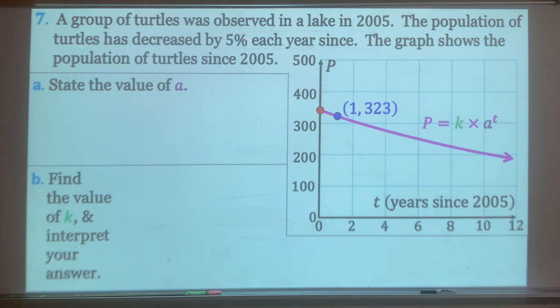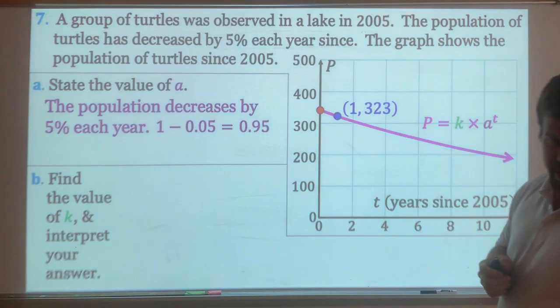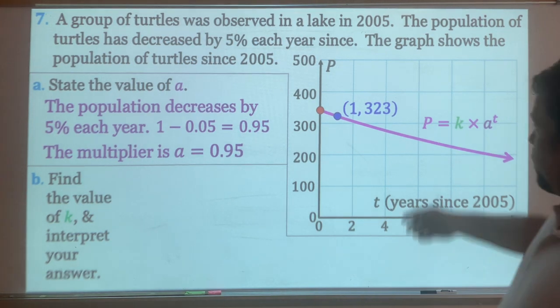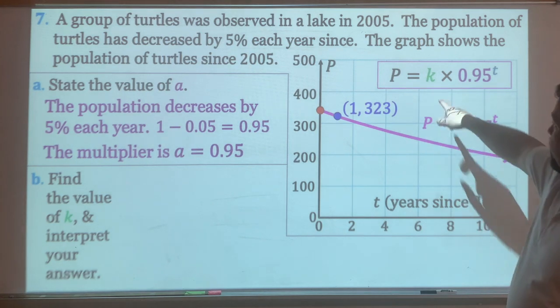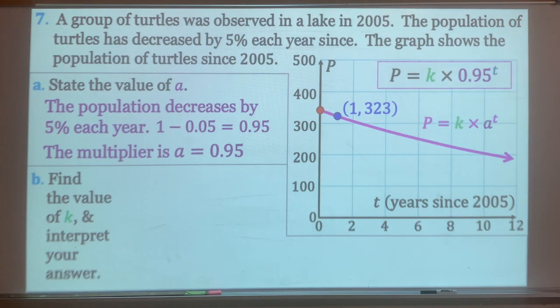Now what you're doing is you're solving for A. You're going to find A by going with what it's decreasing by. It's decreasing by 5% every year. So that means it's what percent of the original amount? 100% minus 5% is 0.95. So your multiplier A is 0.95. Bam, that's easy, isn't it? So what does that mean? It means that my P equals K times 0.95 to the T power. Okay. Find the value of K and interpret your answer now.